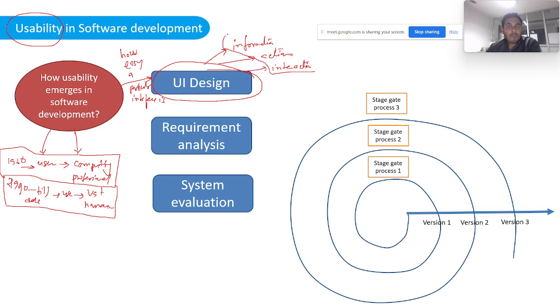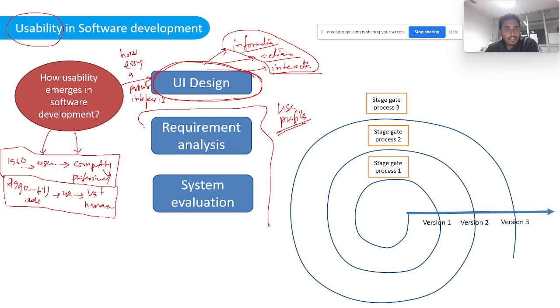As we moved in time, we realized that user interface design and its usability concerns are not limited to a fixed set of information, actions, or interactions, but also there are dependencies that come from users. That comes from user profiles.